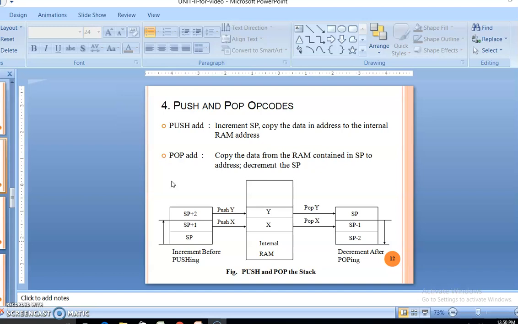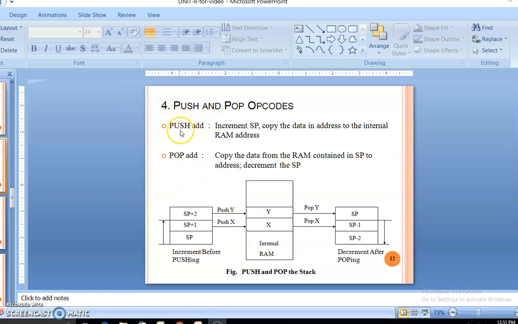So what is the use of stack memory? Generally it is used to store temporary variable values, or it is used to store the return addresses of a function. When you are using functions, you can store return addresses. So what operations are there to work with the stack memory? Here 8051 has two mnemonics, PUSH and POP. The PUSH operation is used to store the data onto the stack memory. The POP operation is used to get the data from the stack memory.